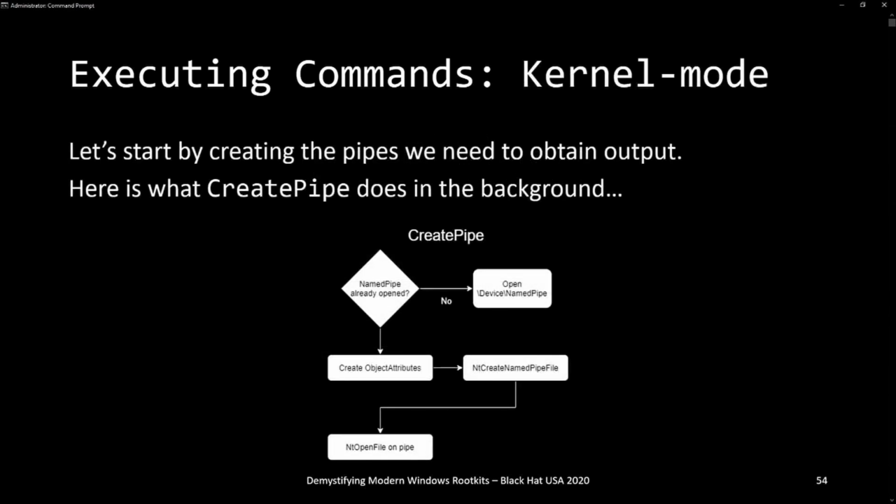So first, let's begin by re-implementing the create pipe function. What the create pipe function does in the background is, it'll check if the device named pipe is already opened. If it is not, it'll go ahead and open it. Then, it'll set the root directory for the object attributes for the brand new pipe to this named pipe device. When it calls create named pipe file, it'll use the access rights generic read, because this function creates both a read handle and a write handle. Once the pipe is created, it'll call open file with the root directory set to this brand new pipe. This is used to obtain a write handle for that pipe.